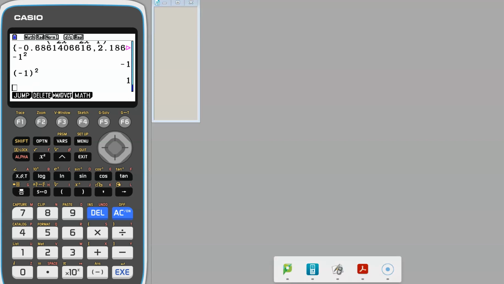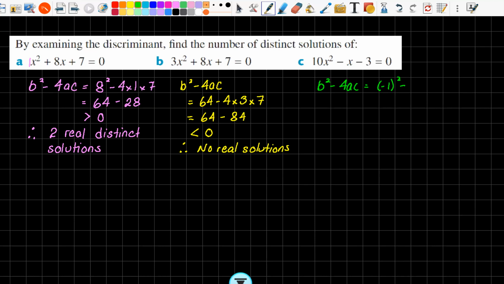Ideally, you wouldn't actually even need to use a calculator for this. So minus 1 squared, take 4 times a, which is 10, and c, which is minus 3. A negative times a negative is a positive. We've got 1 plus 120. That's greater than 0. Once again, we're back to two real distinct solutions. If we did an example and it equaled 0, obviously we would then say one repeated solution, but I don't think we have to go through that.